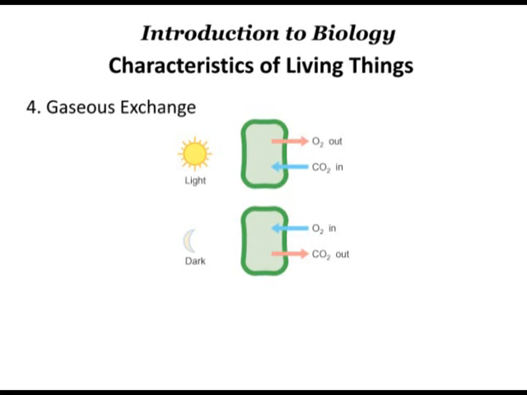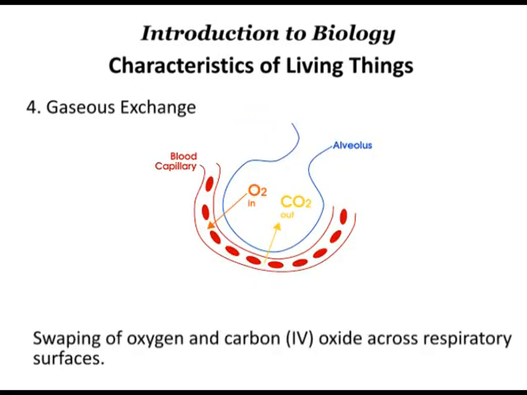During photosynthesis, plants take in carbon dioxide and give out oxygen. This swapping of gases is called gaseous exchange and occurs across respiratory surfaces like leaves and the alveoli.